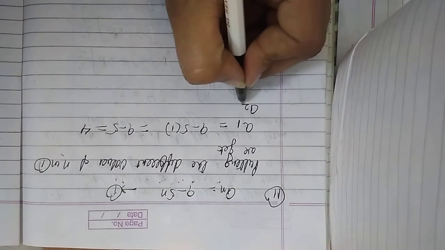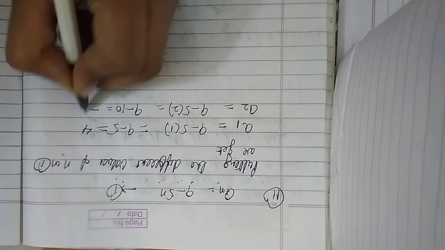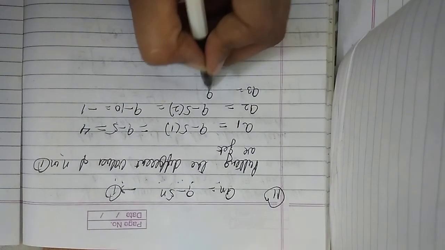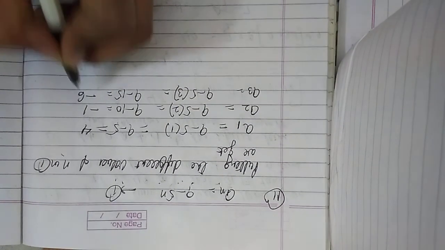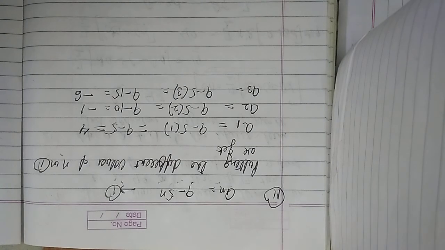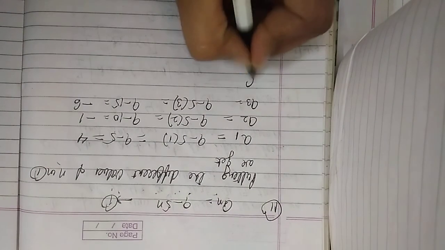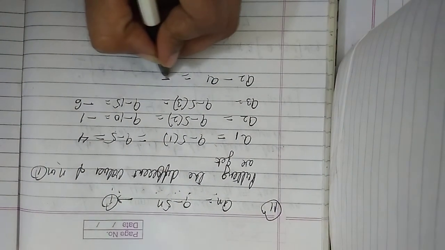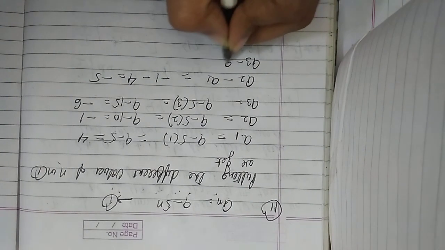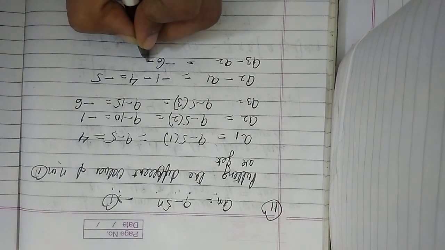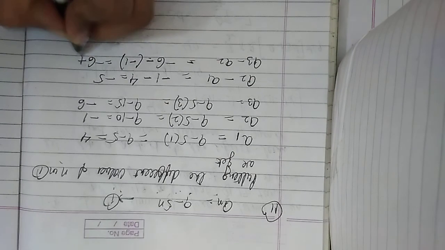Again for the second term, substitute n as 2. 9 minus 10, minus 1. Again for the third term, substitute n as 3. That is minus 6. Now we have found the first 3 terms, a1, a2, a3. Now we will check their difference. a2 minus a1, a2 is minus 1, minus 4, that is minus 5. Again a3 minus a2, minus 6 minus, the value of a2 is minus 1, that is minus 6 plus 1, that is minus 5.